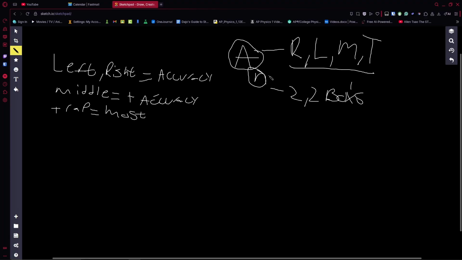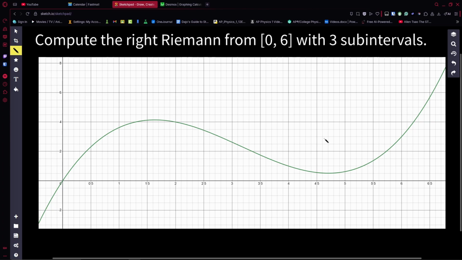Now, let's look at a problem with this, shall we? Alright, so we have this question here. Compute the right Riemann sum from the interval 0 to 6 with 3 subintervals. So the interval 0 to 6, here to right here. Now, we know it's a right Riemann, and we recall what that looks like. Something like the right side of the box. This point will touch the line. So it's going to be like that.